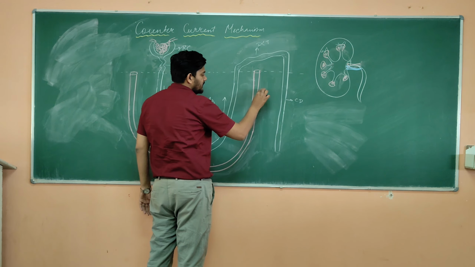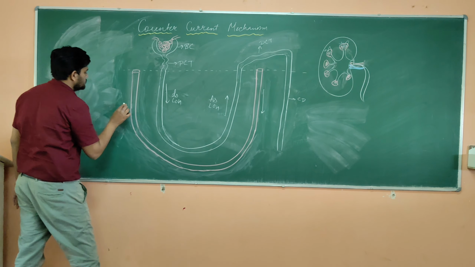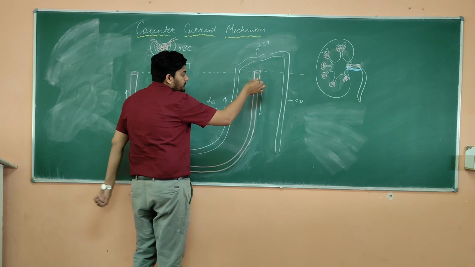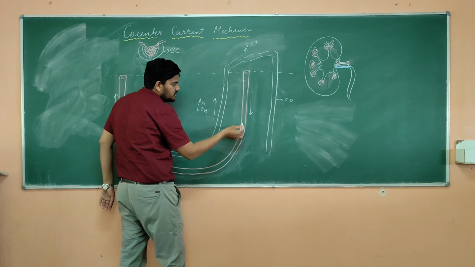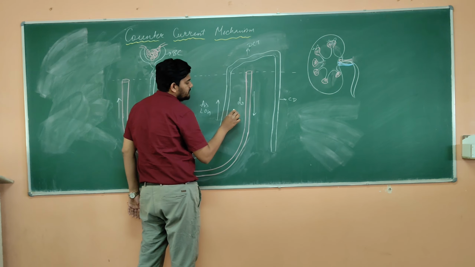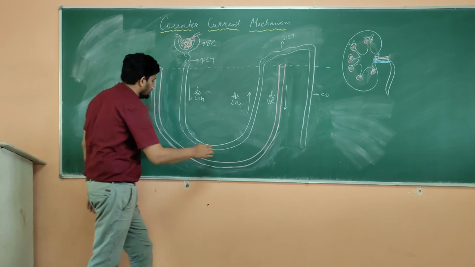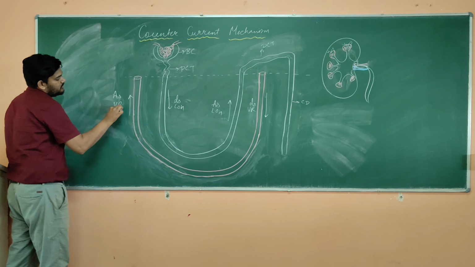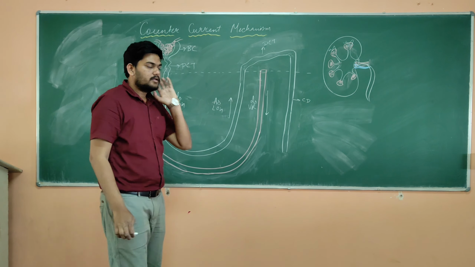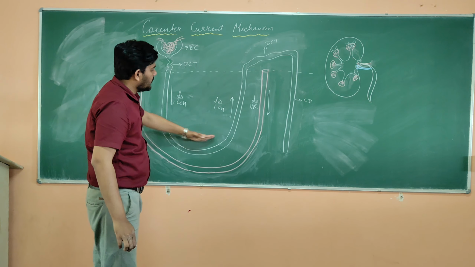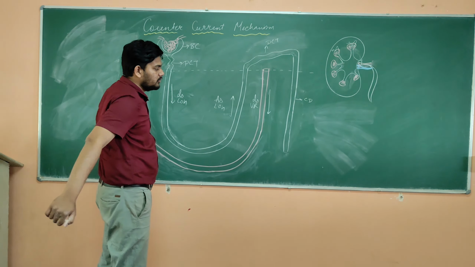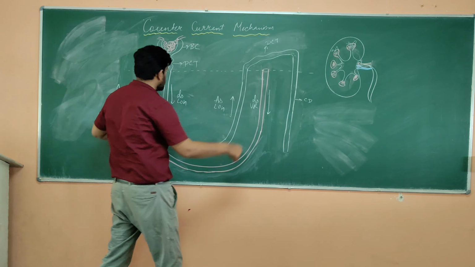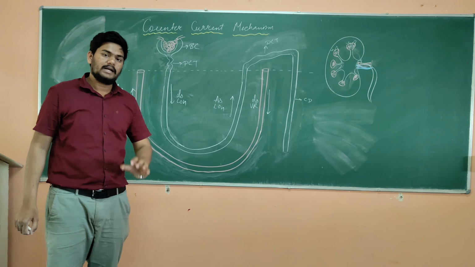Now the blood is going in this direction. It means here the blood is going down, so this is the descending limb of the vasa recta, and here the blood is going up, so it is known as the ascending limb of the vasa recta. This is very important for us. The flow of filtrate in the loop of Henle is in opposite directions, and the blood is also moving in opposite directions. That is why the countercurrent is developed. I will tell you that.